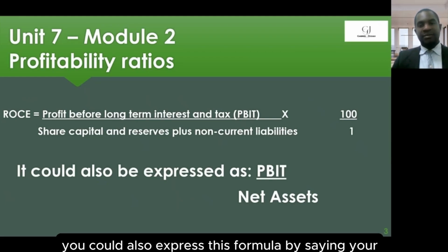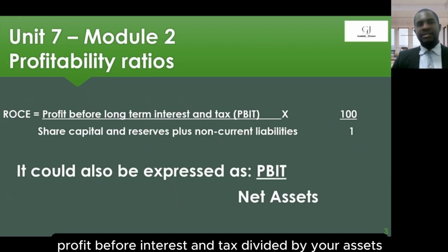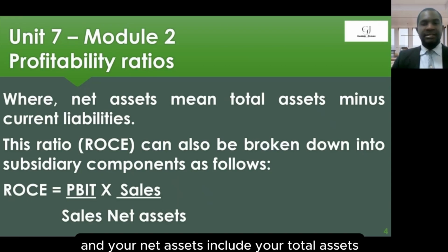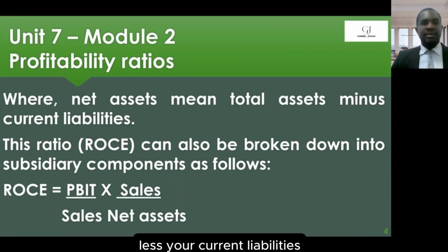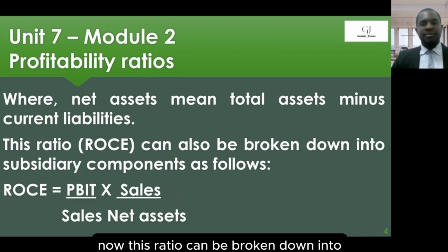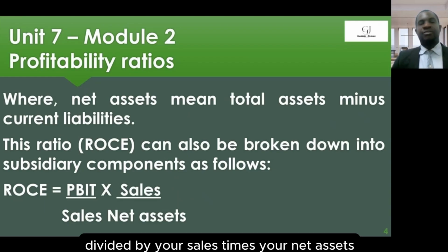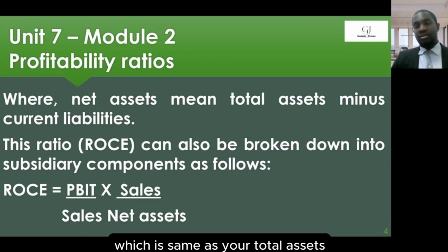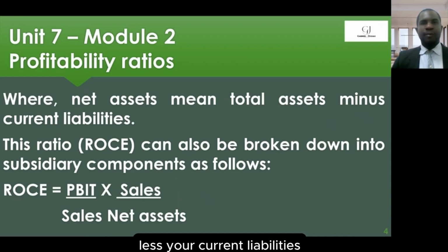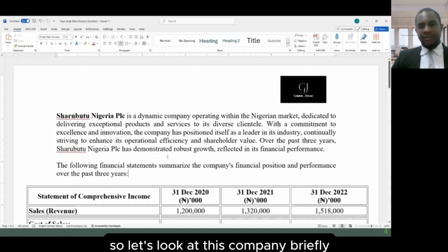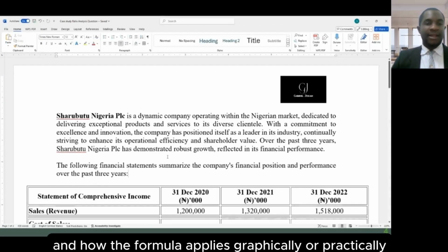You could also express this formula by saying your profit before interest and tax divided by your net assets. And your net assets include your total assets less your current liabilities. Now, this ratio can be broken down into profit before interest and tax over your revenue or sales, times your sales over your net assets, which is the same as your total assets less your current liabilities. So let's look at this company briefly and how the formula applies practically.